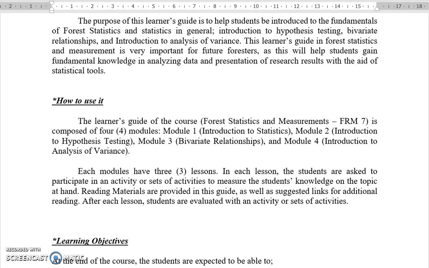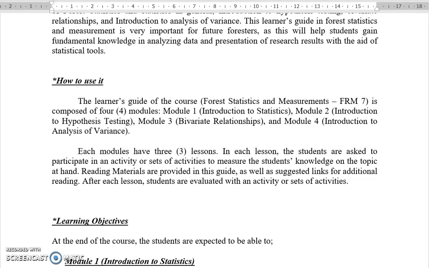So why is it important? Statistics is very important for researchers, as when we're working in the field, we will be gathering a lot of data, a lot of information, and that information needs to be presented in a way that is much easier for the general public to understand.